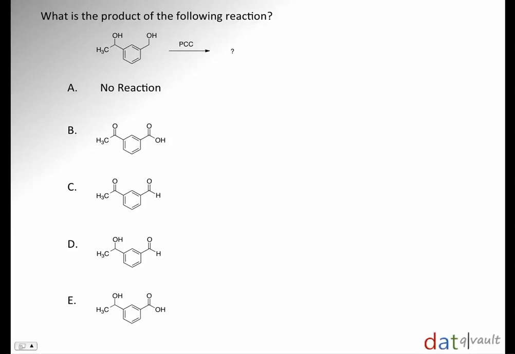Alright, so let's go ahead and do a practice DAT question. Here we're asked what the product is of the following chemical reaction. So we're using PCC in an oxidation. And take a second, pause the video, figure out what our product will be from this oxidation. And then we'll solve it together.